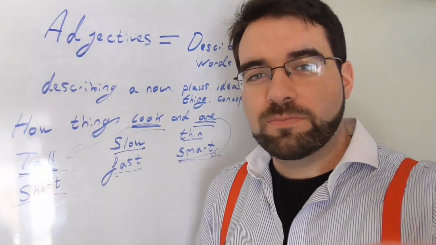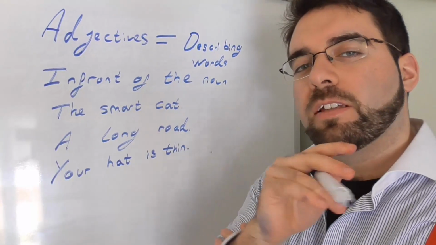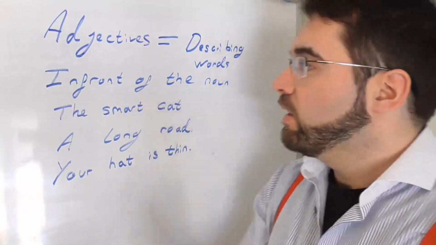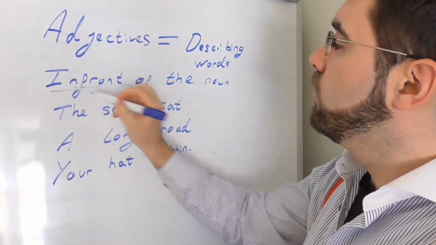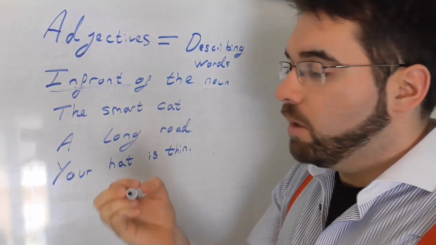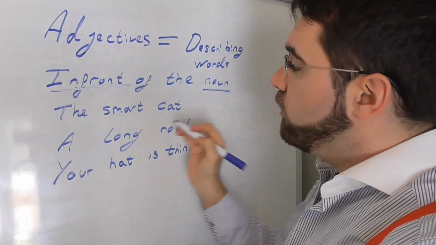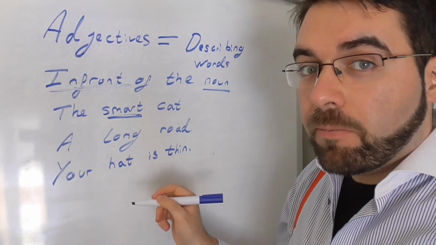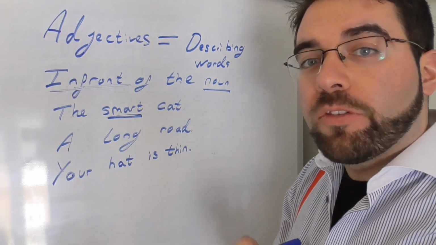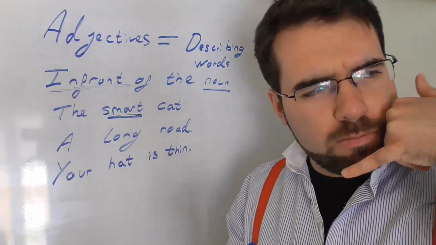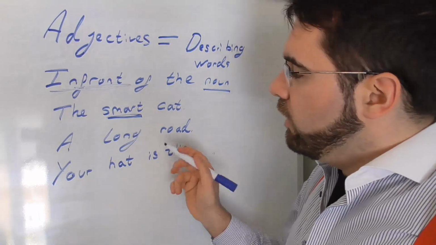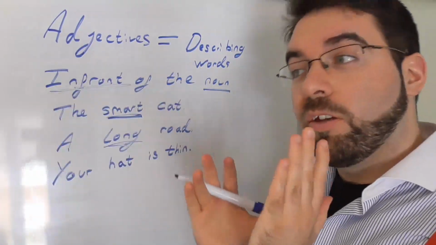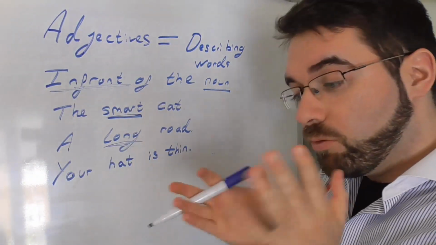But then the question arises as to where the adjective goes in the sentence. It goes in front of the noun, the thing you're describing. So for example, the smart cat. Or the smartphone. The long road. You've got a long way to go. The road is long. It's a long road.